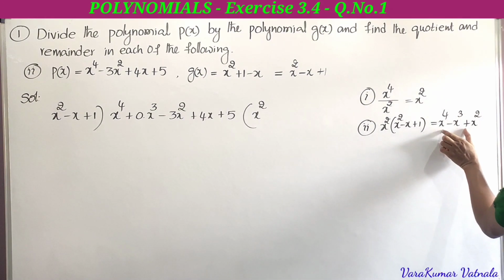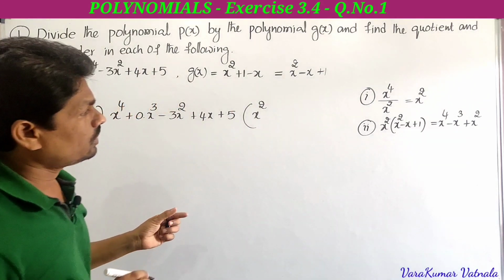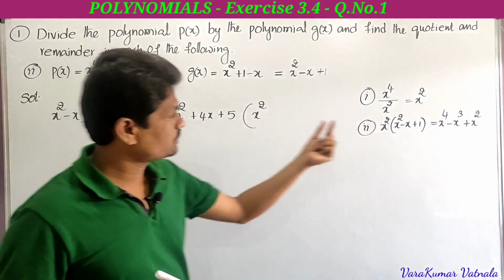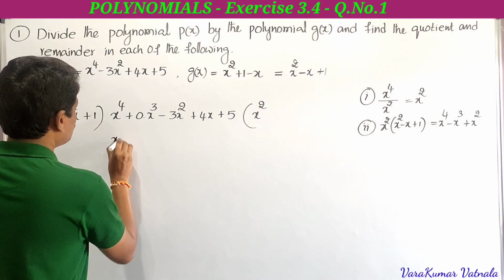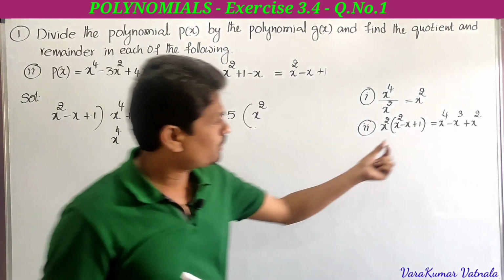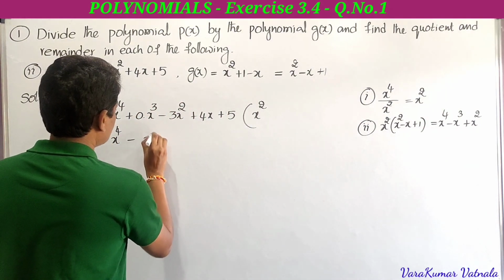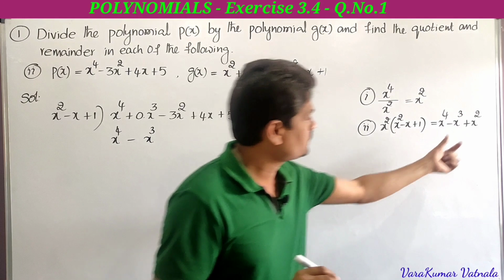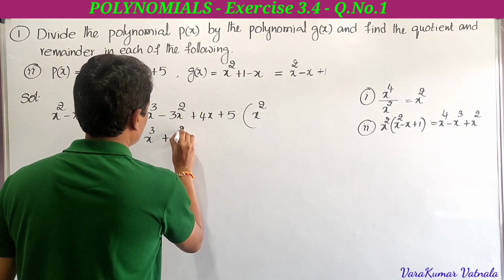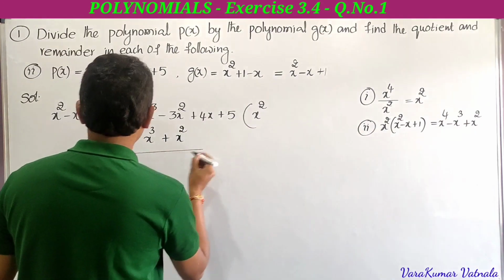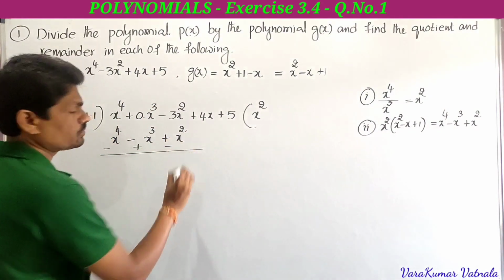Now we have to write this result below the dividend terms. Write the x to the power 4 term below the x to the power 4 term. Next, minus x cube is there, so write minus x cube here. Next, plus x square is there. Write plus x square below the x square term. Now subtract, so the signs change: it becomes minus, it becomes plus, it becomes minus.